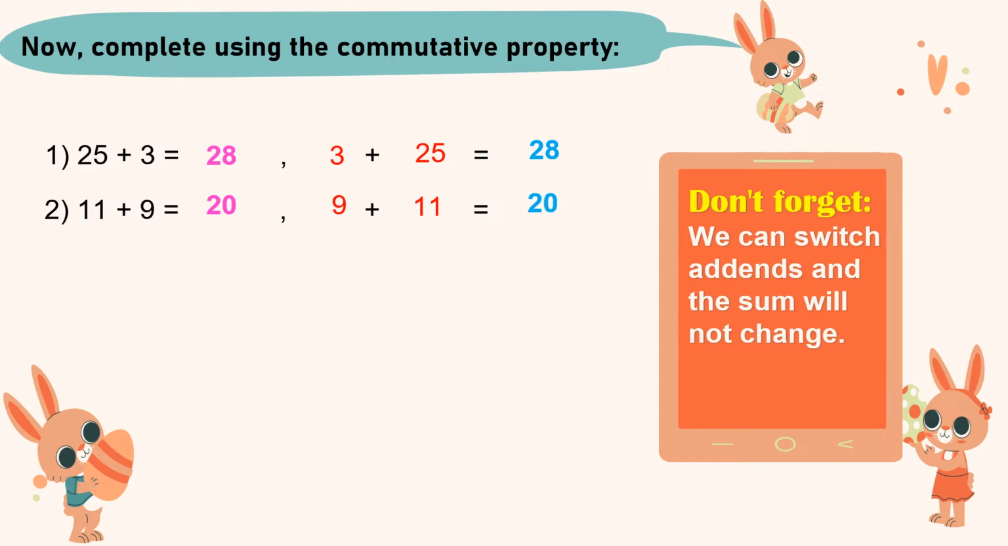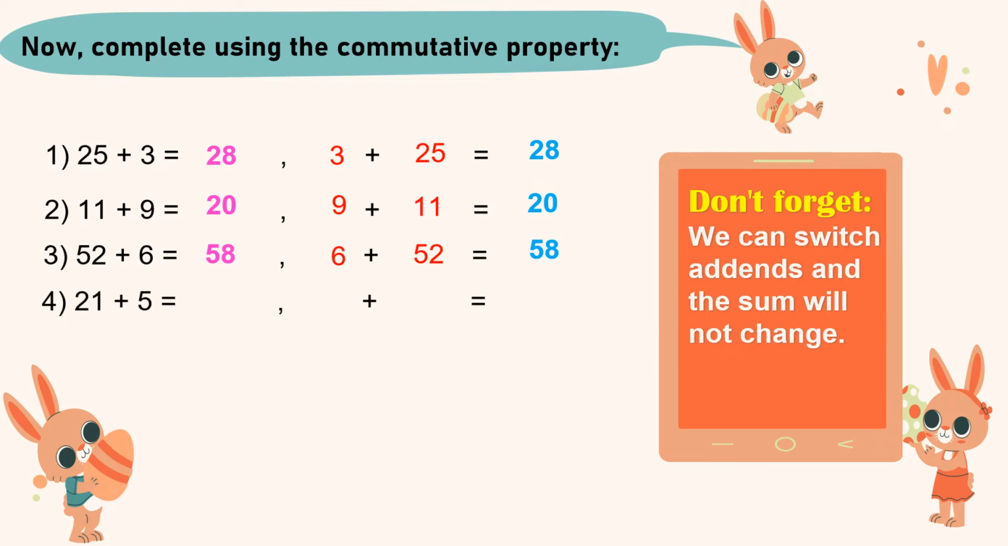Number 3, 52 plus 6. After 52: 53, 54, 55, 56, 57, 58. Let's switch our addends. 6 plus 52 equals, yes, also equals 58.